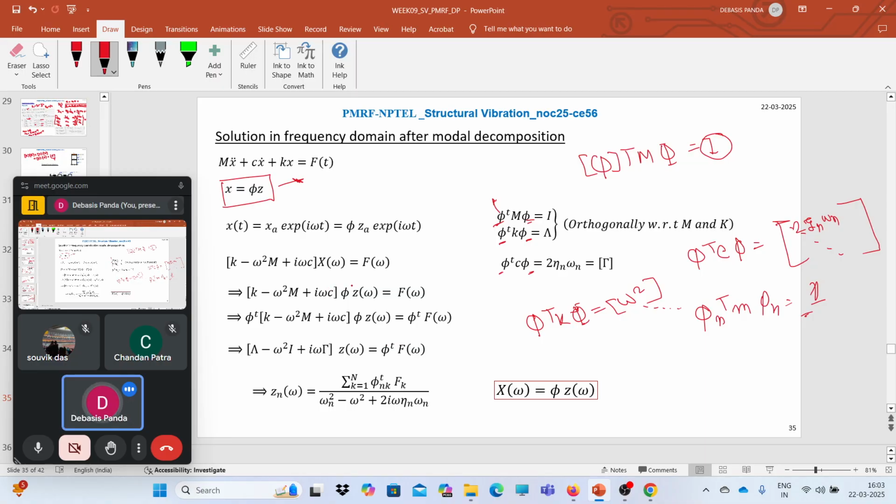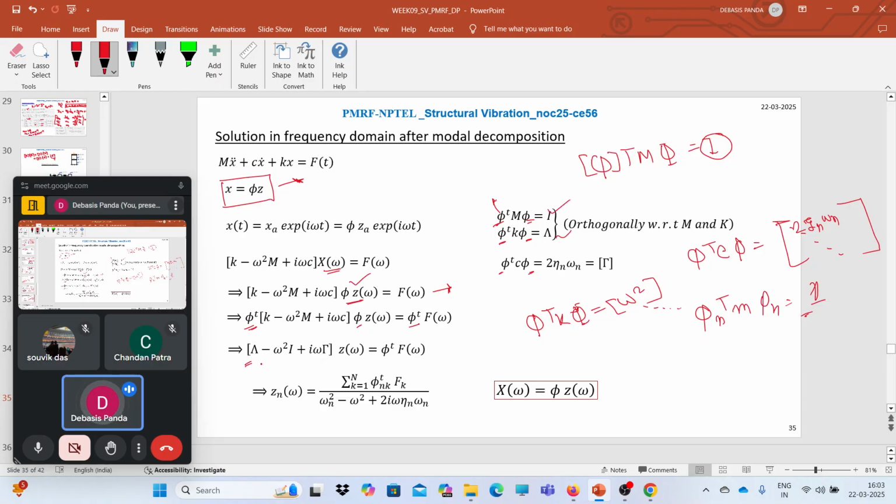So here we have used this transformation. The equation will look like this: (K minus omega square M plus i C omega) times Φ, since instead of X(omega), I have used Φ times Z(omega). Now pre-multiply both sides with Φ transpose. So we are left with Φ transpose, Z(omega), and Φ, and within the bracket we have i C omega, M and K. Now using Φ transpose K Φ, Φ transpose M Φ, Φ transpose C Φ, just use these matrices here.